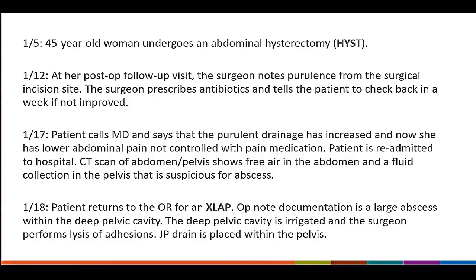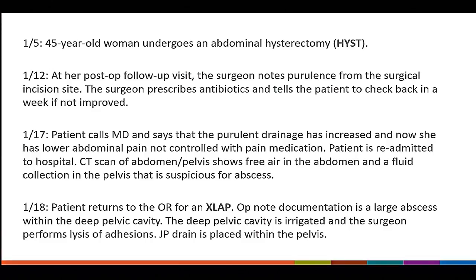Okay, here's the question. On 1-5, we have a 45-year-old woman that undergoes an abdominal hysterectomy. On 1-12, at her post-op follow-up visit, the surgeon notes purulence from the surgical incision site. The surgeon prescribes antibiotics and tells the patient to check back in a week if not improved. On 1-17, the patient calls the MD and says that the purulent drainage has increased, and now she has lower abdominal pain, not controlled with pain medication. Patient is readmitted to the hospital. A CT scan of the abdomen pelvis shows free air in the abdomen and a fluid collection in the pelvis that is suspicious for abscess.